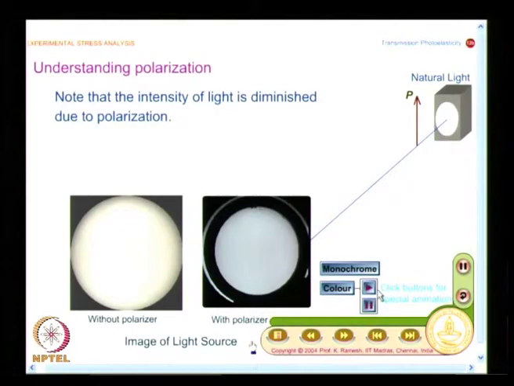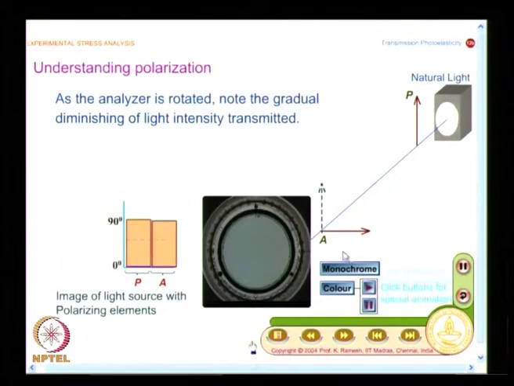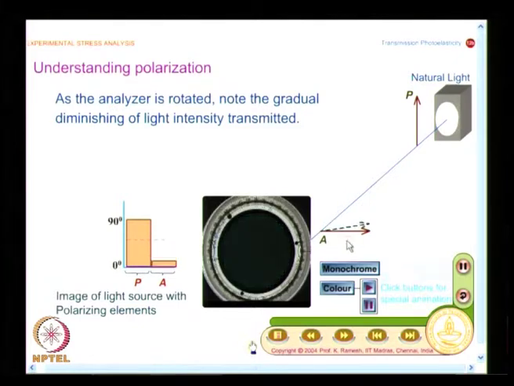So, what I do here is, I put an analyzer and I keep rotating it. So, when I keep rotating it, I find that light gets diminished, and when it becomes perpendicular, you have light is totally extinct. And another subtle concept was also introduced while discussing this.